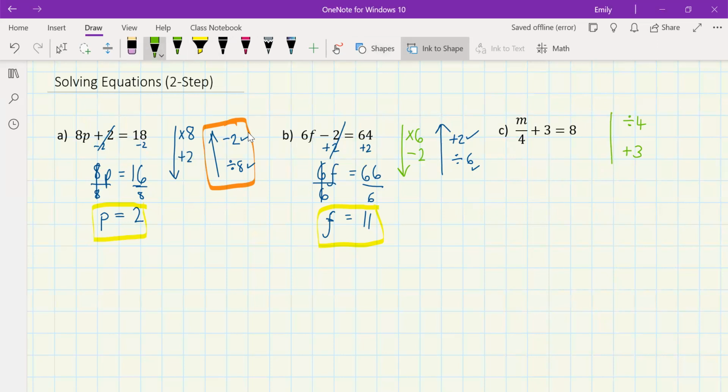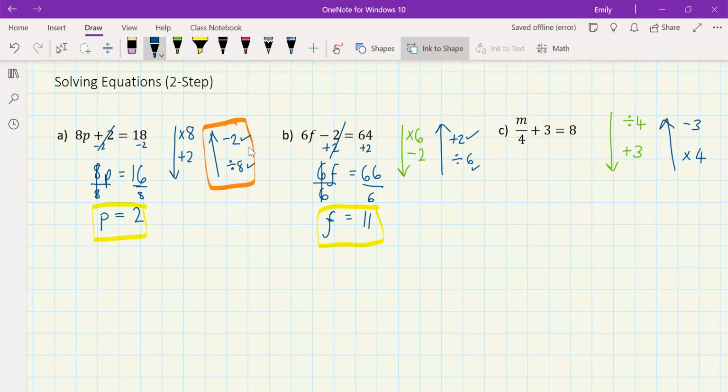Oops, there we go. That's what we did first. How do we undo it? Let's do that in blue. We want to undo that. So the last thing we did was plus 3. So the first thing we need to do to undo it is minus 3. And then we've got divide by 4. The opposite of dividing by 4 is times by 4.